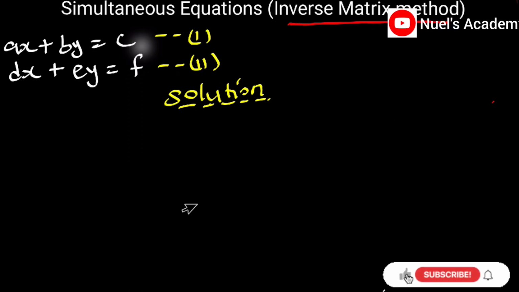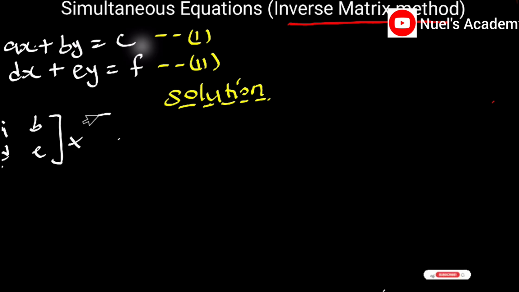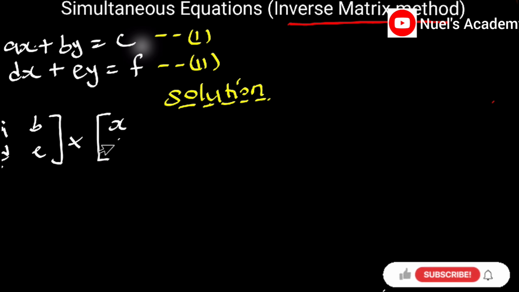In this lesson, we're going to be focusing on how to solve systems of simultaneous equations using the inverse matrix method. As we are given these equations to solve, the first step is to represent this in matrix format. We represent the coefficients of x and y in a matrix. The coefficients of x are A and D, then the coefficients of y are B and E. We multiply it with the variables that we're looking for, which are x and y, and then equate it to the constants, which are C and F.